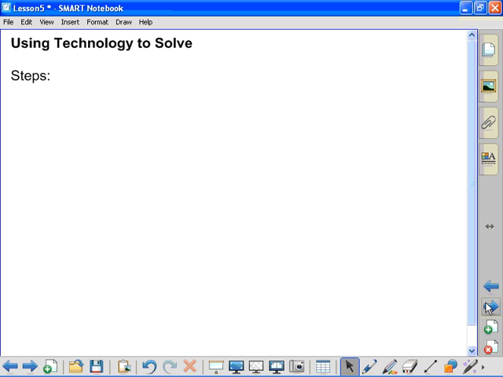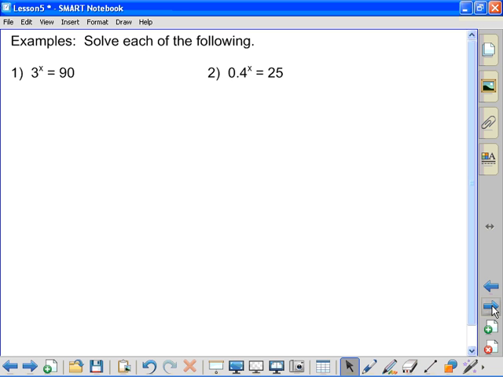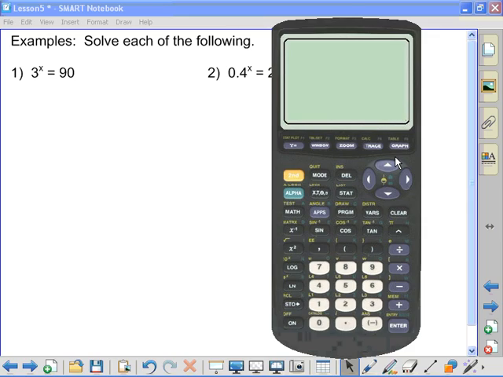So, already got that taken care of. So that slide you can use for examples. Sorry about that. Here we go. So 3 to the x equals 90. So I know that I can't express 90 as a base of 3. So I pull my calculator out. Step 1 on the graphing calculator. I know that the first equation will be 3 to the x. My second equation is going to be 90.